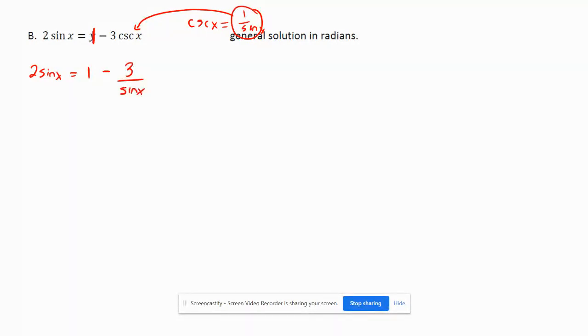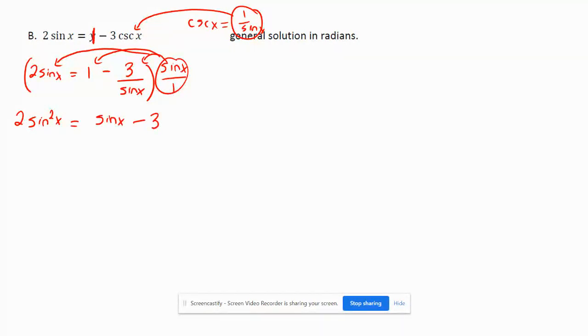I'm just going 3 times 1 over sine x, the same thing as 3 over sine x. Okay. Next step we're going to do here is we have a sine x in the bottom of the fraction. So I'm going to multiply the entire equation by sine x over 1. So that means this has to be multiplied to this term, and to this term over here. Same thing as multiplying both sides of the equation by sine x. That gives me 2 sine squared x equals sine x minus 3.